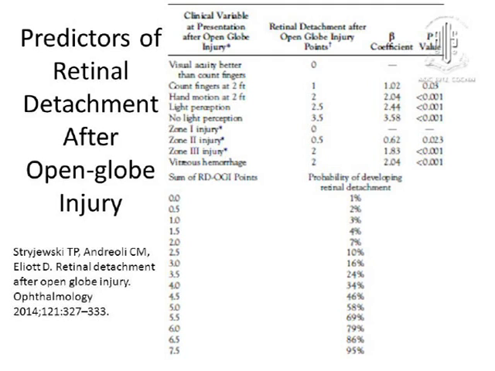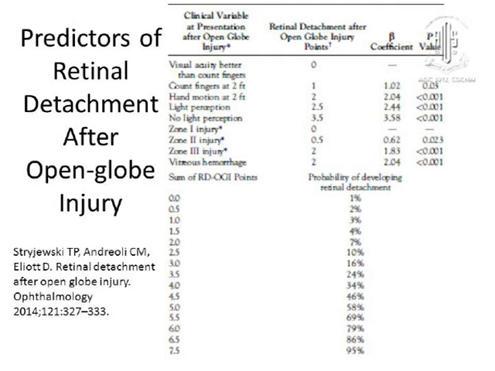So they also gave this RD-OGI scoring, where we can estimate that this patient will get a retinal detachment in the near future. They've again considered only 3 points: the presenting visual acuity and the zone of injury. Zone 1 is corneal injury, zone 2 is within 5 millimeters of the limbus, and zone 3 is posterior to 5 millimeters of the limbus.